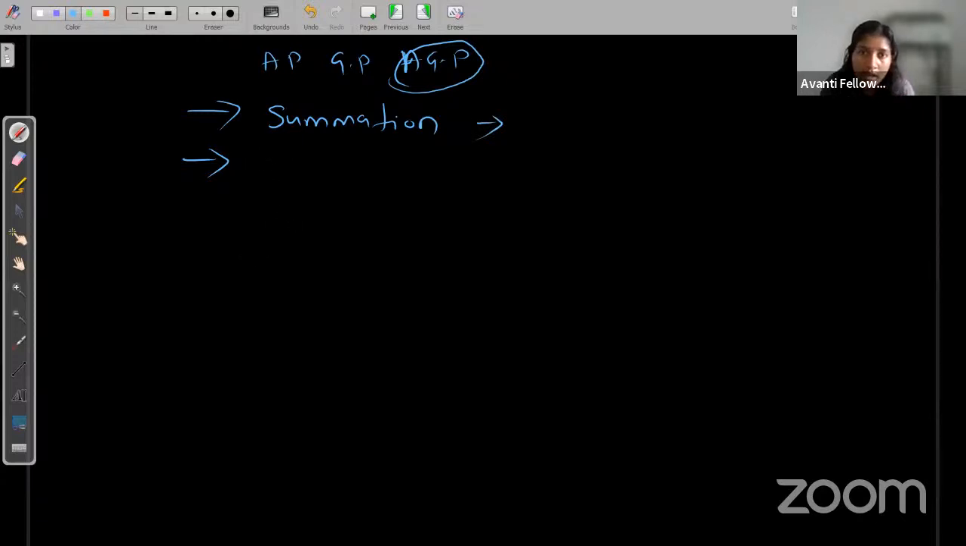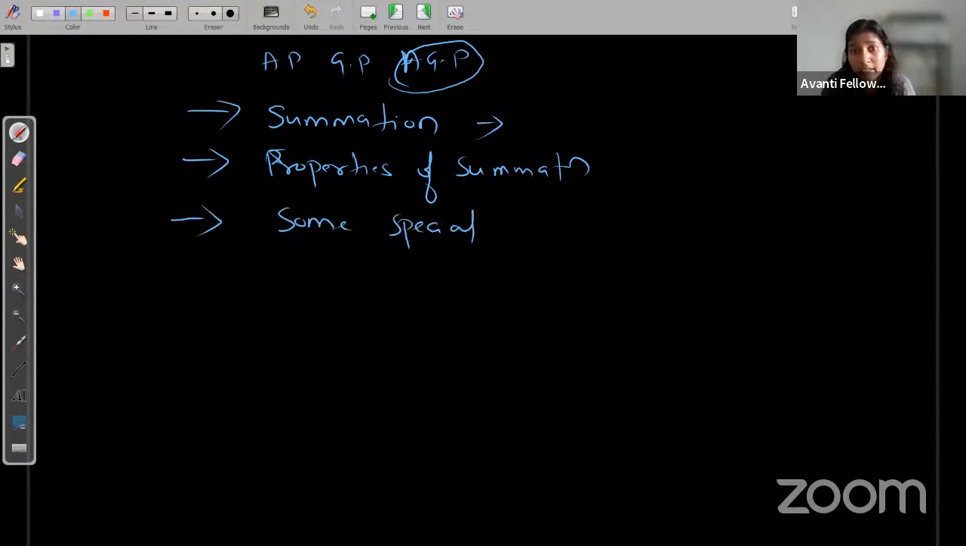Next, we discussed the properties of summation, like we can split the summation, and if a constant is there, we can take it out of the summation. After that, we discussed some special series which we will make use of in finding other series. So these are the things that we discussed. We also discussed a few problems on that.